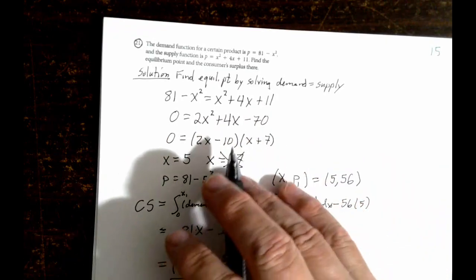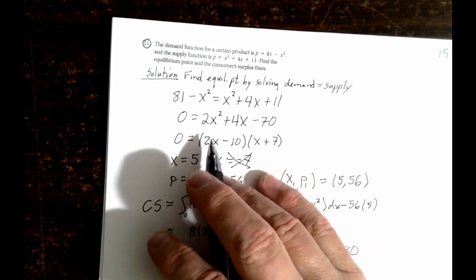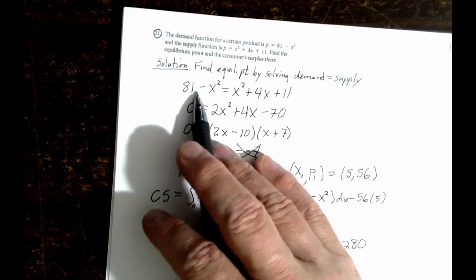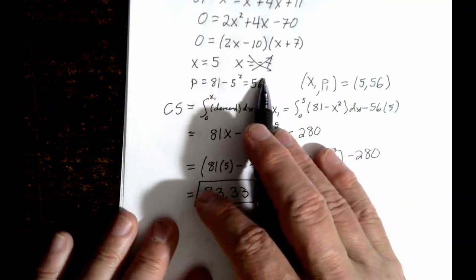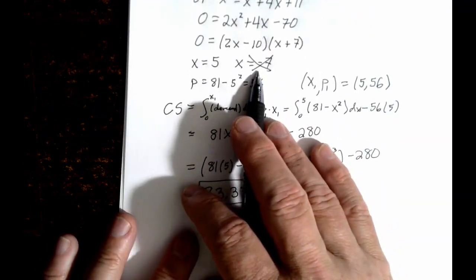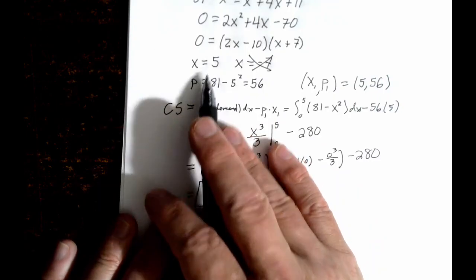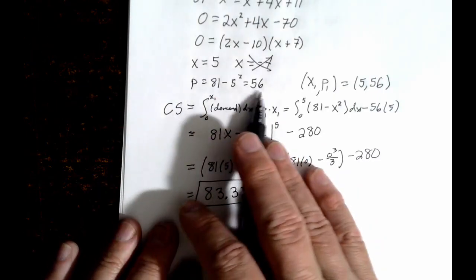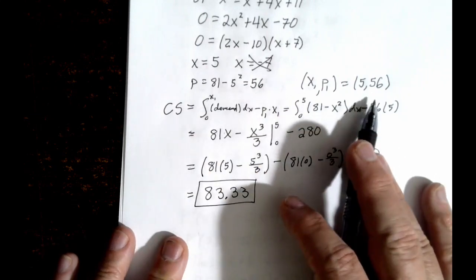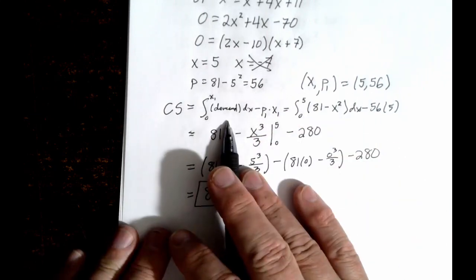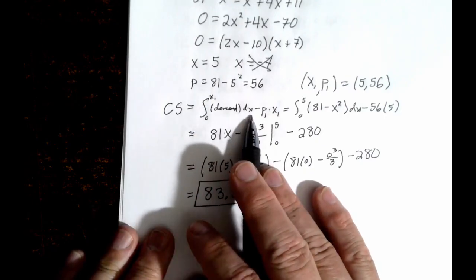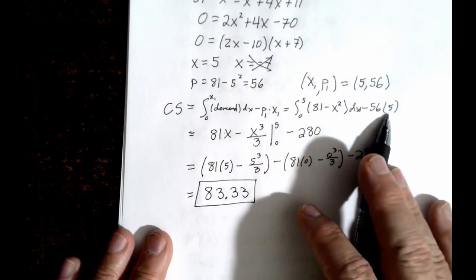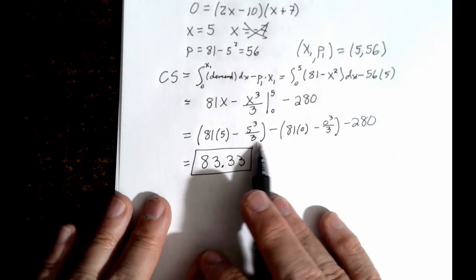The demand function is given, the supply function is given, find the equilibrium point and the consumer surplus. If supply equals demand, you solve that equation, throw everything to one side and factor, and you get two numbers, one of which doesn't make sense. You can't have a negative number of units, so 5 is your answer. You plug that into either equation and you get the price, which is 56. Now you've got your equilibrium point. Now you're ready to do consumer surplus, because you take the integral from 0 to x, you use the demand function, and you follow it with p times x, and you integrate, plug in 5 and 0 and subtract, and you get 83.33.